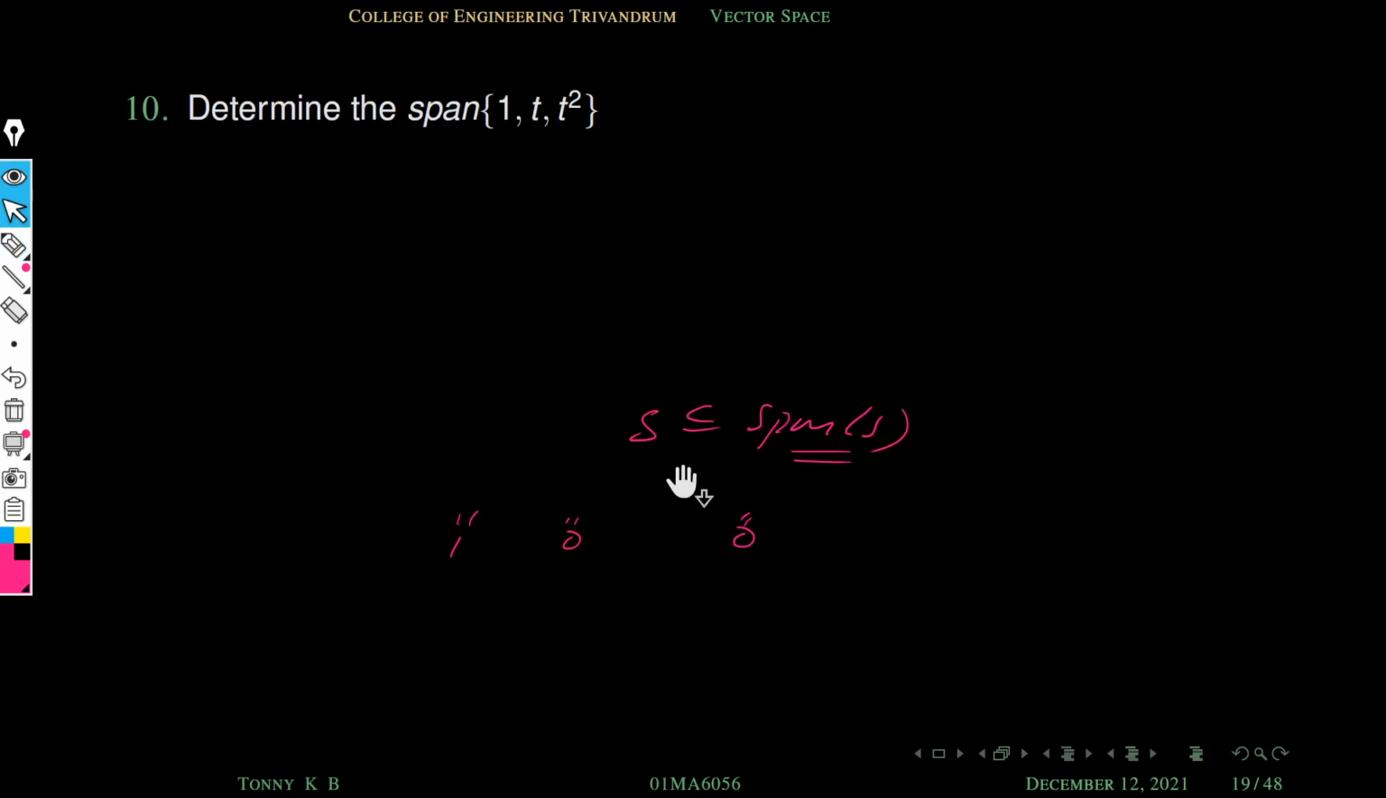Okay, let's see some examples. Determine the span of {1, t, t²}. And it is clear that these three elements 1, t, t² belong to which vector space? Yes, they all belong to P2. P2 contains all the polynomials up to degree 2. We know that that's a vector space. Okay, and we have to find the span of these elements.